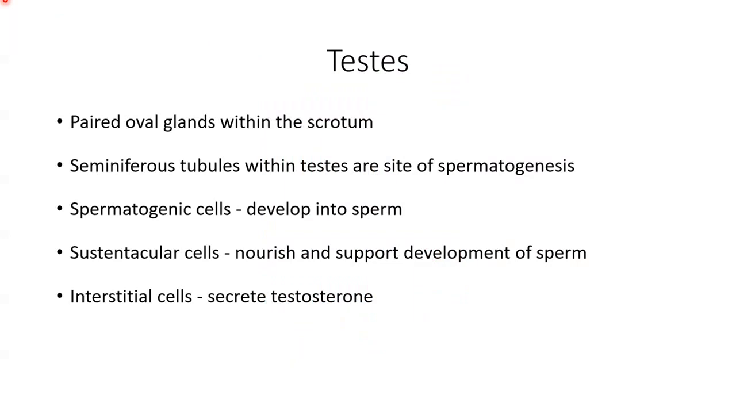So recapping the testes, and the testes are paired oval glands that sit within the scrotum. Within the testes are several hundred coiled tubes called the seminiferous tubules, which are the site of sperm production. Within the seminiferous tubules are two types of cells. The spermatogenic cells, which develop from germ cells and move towards the lumen of the seminiferous tubules when they are mature. And then the sustentacular cells, which nourish the sperm-producing cells.